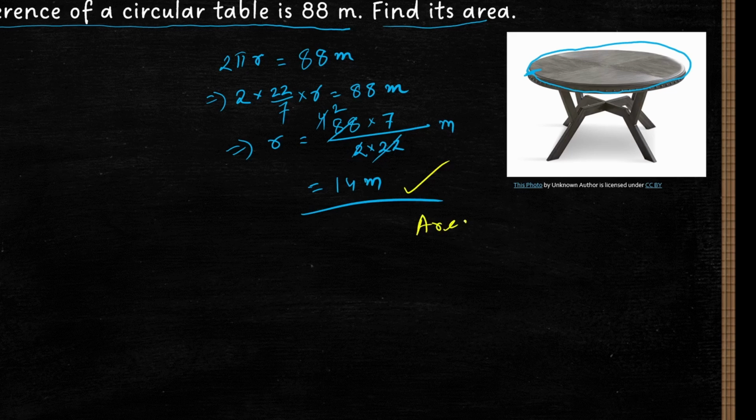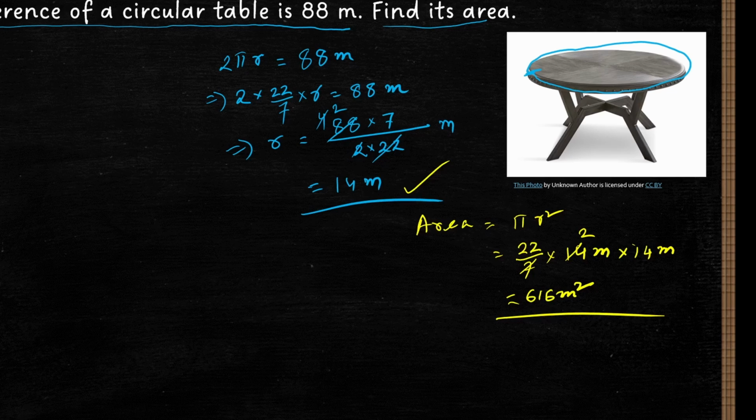So the area of the table is equal to pi r square, that is equal to 22 divided by 7 multiplied by 14 meter multiplied by 14 meter, that is r square. 7 twos are 14, and if you multiply, you should get 616 meter square, the area of the circular table.